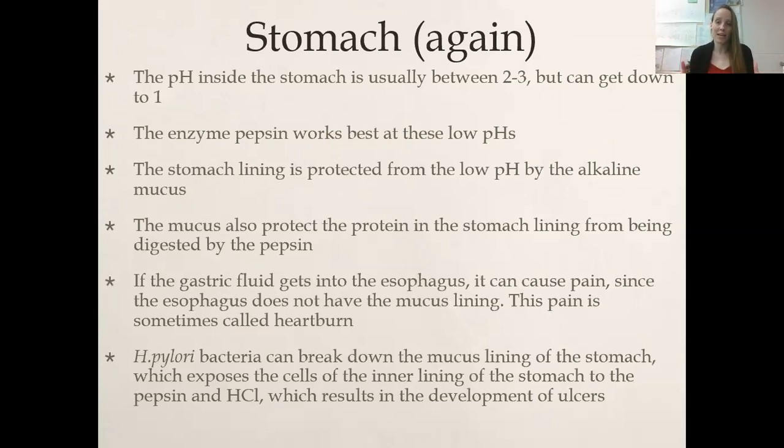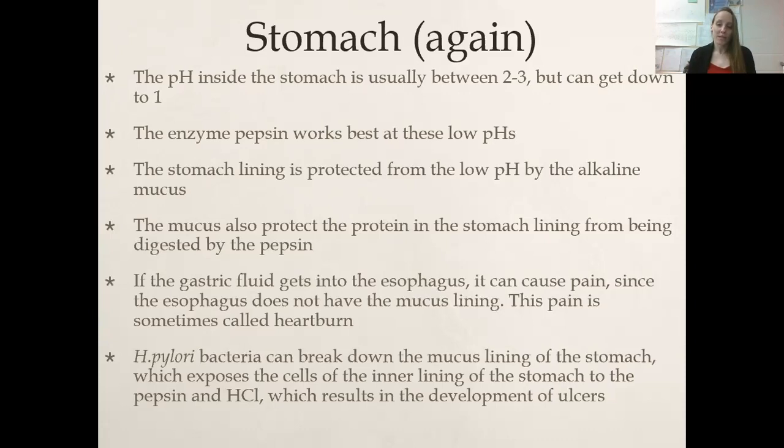Normally, if your skin, for example, came into contact with something that had a pH of 2 to 3, that would dissolve your skin. That doesn't happen to your stomach lining because it is protected from the hydrochloric acid by the alkaline mucus. The mucus hangs out around your stomach lining and neutralizes the acid that's coming into contact with your stomach lining.